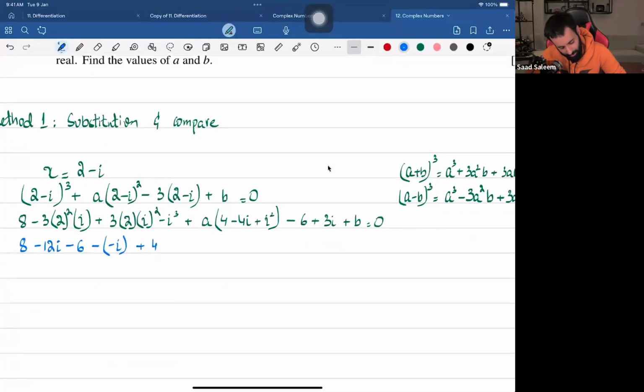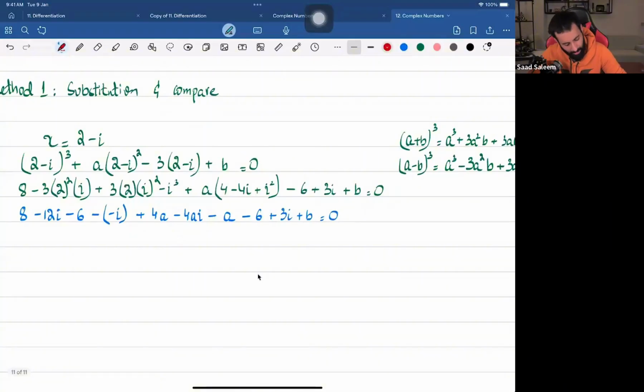Then plus 4a minus 4a iota. Now iota square is minus 1, which when multiplied by a becomes minus a. Everything else as it is: minus 6 plus 3 iota plus b equals to 0. Now, it eventually starts to simplify. So, for example, 8 minus 6 is 2. 2 minus 6 is minus 4. So let's write that down. So the constant is minus 4.